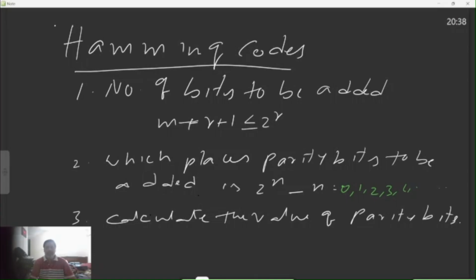Okay, so the Hamming codes can be calculated in three steps. These three steps will make it clear how to calculate Hamming codes for a given code. In the first step, for a given code, you need to calculate how many parity bits to be added by using the equation m plus r plus 1 less than or equal to 2 power r. In the second step, you have to find the places where these parity bits are to be added for that code. That is given by 2 power n, where n is equal to 0, 1, 2, 3, 4. In the third step, you need to calculate the value of the parity bits which you have added for a code.